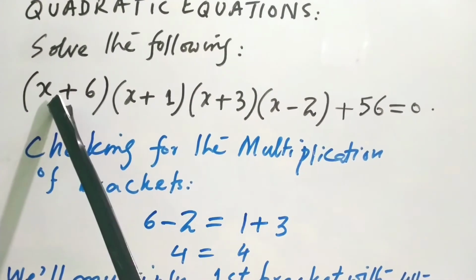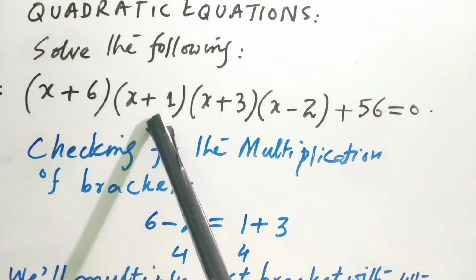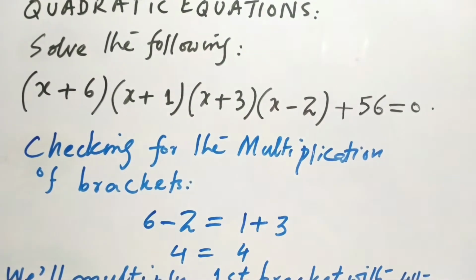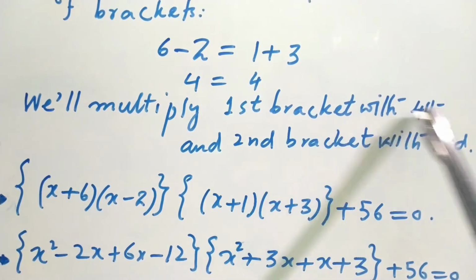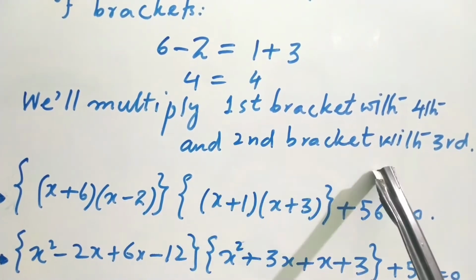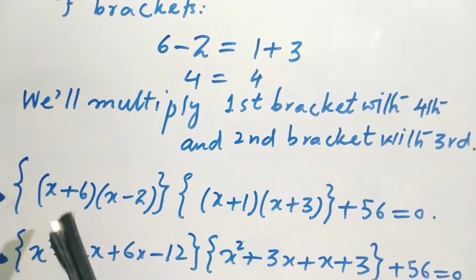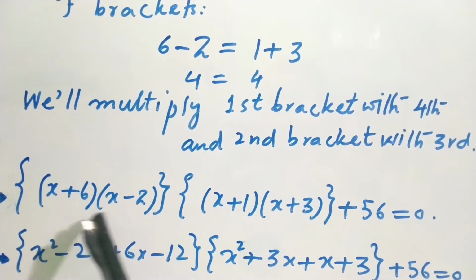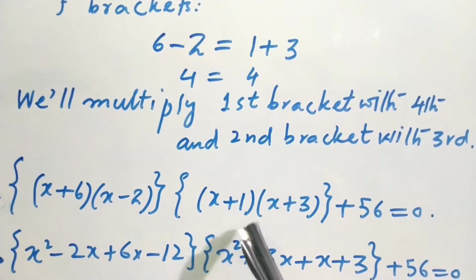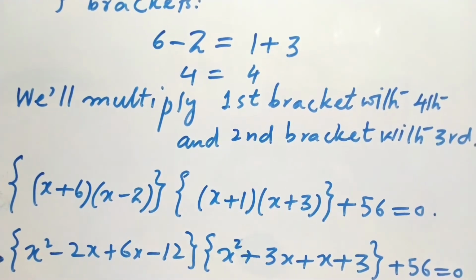So we will multiply the first bracket with the fourth bracket, and the middle two brackets will be multiplied together. So we put together (x + 6)(x - 2), this is the first bracket and the fourth bracket, and the two middle brackets, that is the second and third bracket, will be multiplied together.